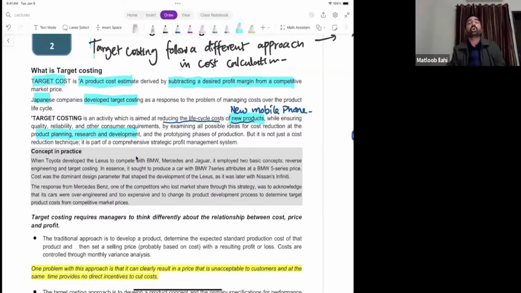But it is not just a cost reduction technique. It's a part of a comprehensive strategic profit management system. Wow, very interesting that target costing is not just a way to cut cost or reduce cost. It is a part of a strategic profit management system for the organization.